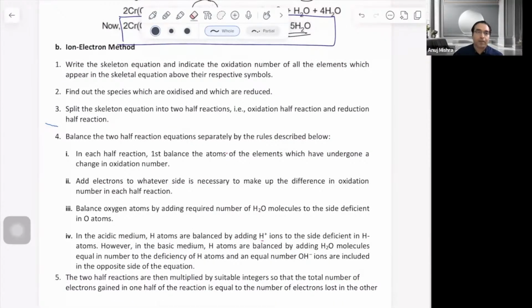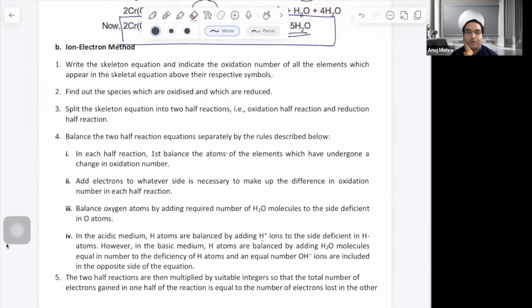Point number 1. Write the skeleton equation and indicate the oxidation number of all the elements which appear in the skeletal equation above their respective symbols, if you know the oxidation state. If you don't know, then you can at least mark that this is being oxidized or reduced. Step 1 is clear. This is just to understand which is oxidized, which is reduced. So find out species which are oxidized and which are reduced.